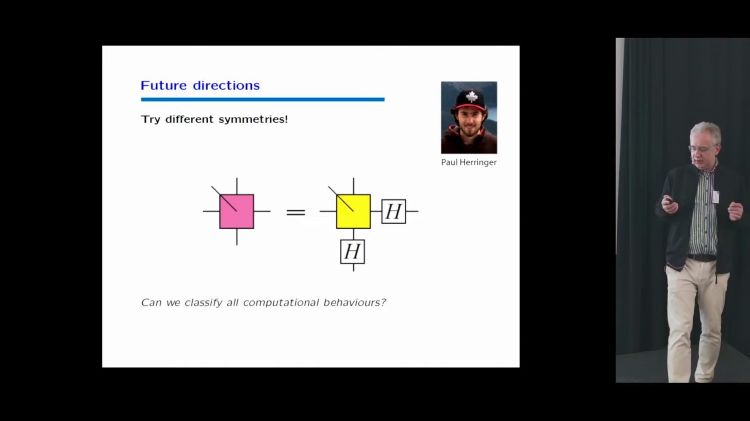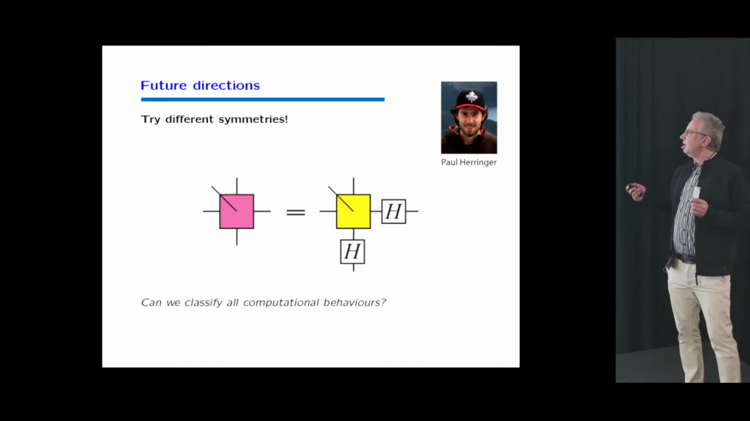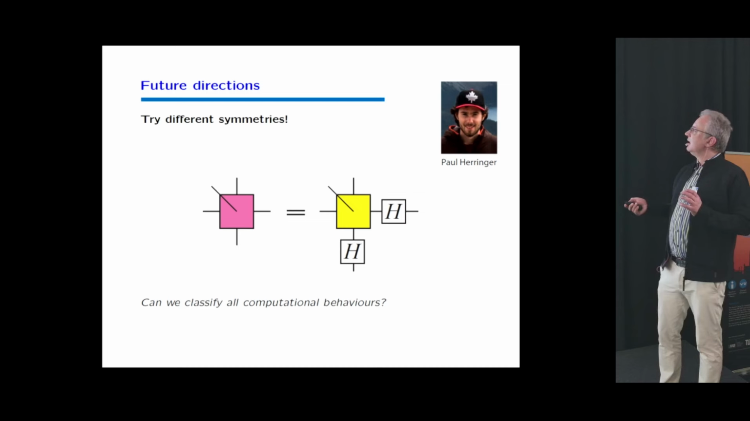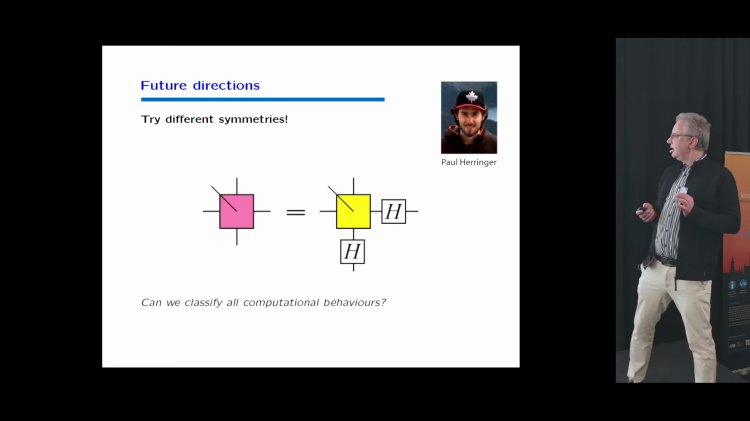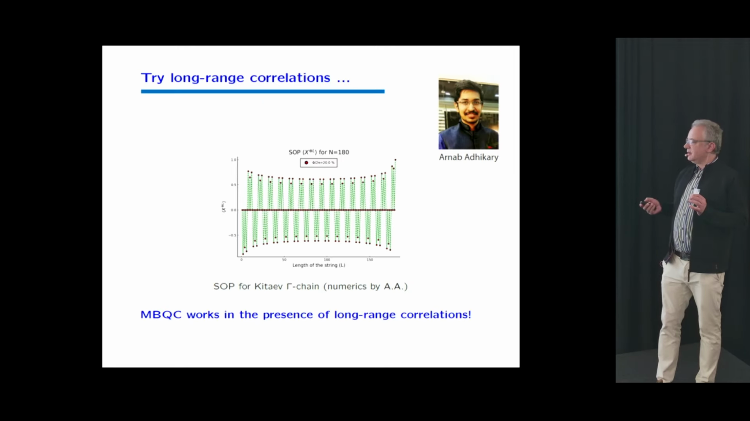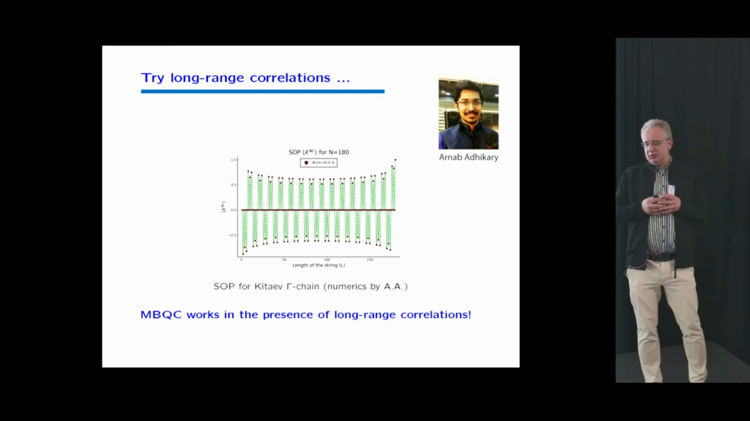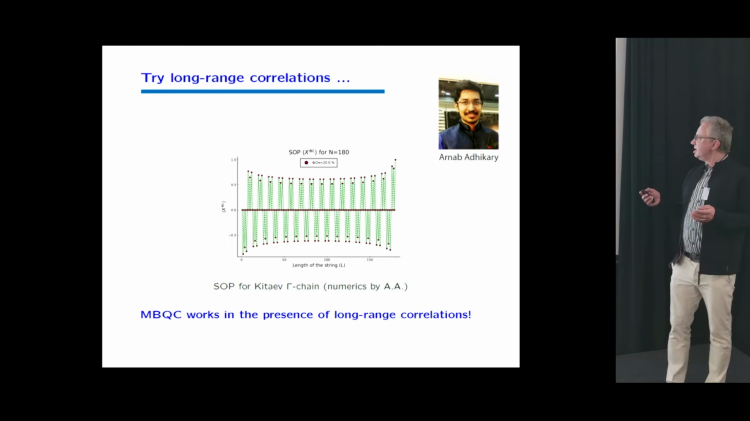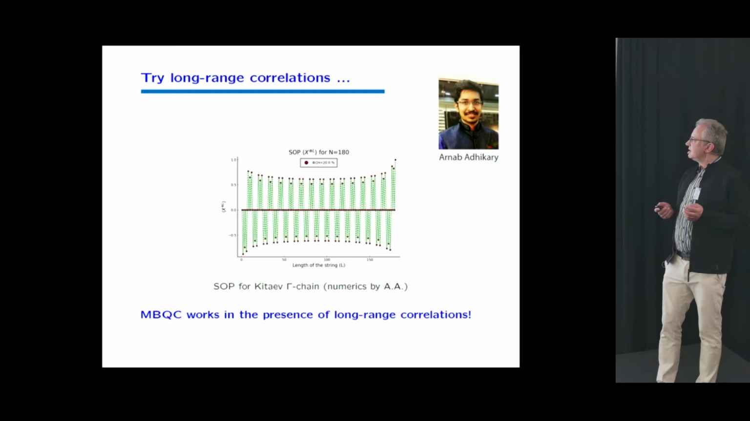Good, so what are my students doing? So here's Paul Herringer. He is now moving towards the classification aspect of this. He's looking at different tensors with different symmetries. And the question is, what kind of computation do they give you? Can you classify that? And Arnab, who is in the audience here, thinks about long-range correlations. Yeah? So symmetry-protected topologically ordered phases are short-range entangled, but if you go very near the phase boundary, then you form long-range correlations, and the question is, how do they affect the computation?